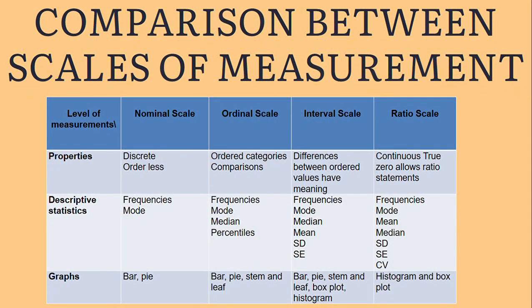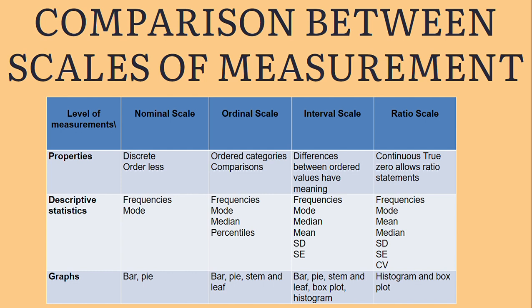Now we are going to discuss the comparison between scales of measurement, the level of measurement and their properties. When we have discrete data without order, we can use the nominal scale. When we have ordered category comparisons, then the ordinal scale. When the difference between ordered values has meaning, then it's an interval scale. Continuous with a true zero, it's a ratio scale.